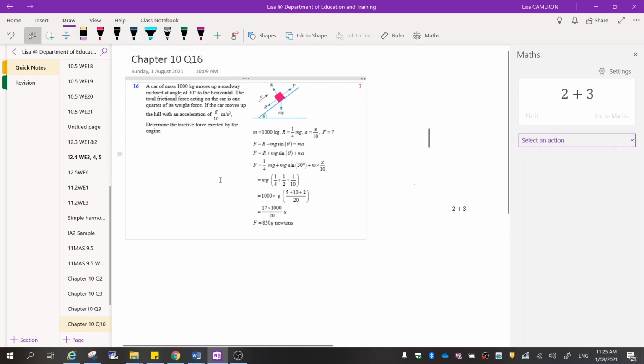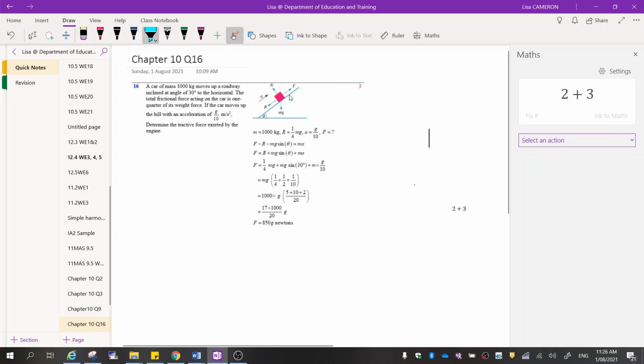Okay, a car with a mass of 100 kilograms moves up the roadway inclined at an angle of 30 degrees to the horizontal. The total frictional force acting upon the car is 1/4 of its weight force. If the car moves up the hill with an acceleration of gravity divided by 10, determine the tractive force exerted by the engine.